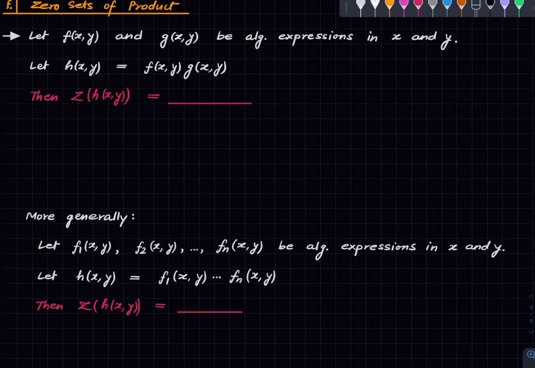Now, suppose we have two algebraic expressions f and g, and we define a third one by taking the product. So algebraic expressions can be multiplied. Surely you are able to multiply things like this.